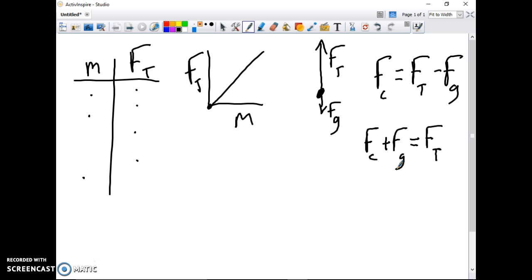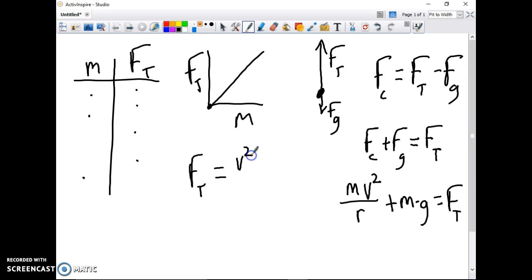Now let's replace both of these with what we know, right? We know that force centripetal is another way of saying m times v squared all over r. We know that force of gravity is another way of saying m times g. That's equal to the force of tension. Do you see how there's a mass in both of these terms? Right here, there's a mass there, and there's a mass there. So I'm going to rewrite that equation over here. I'm going to say force of tension is equal to v squared over r plus g, from both of those terms, I pulled out a mass, so it's times mass.